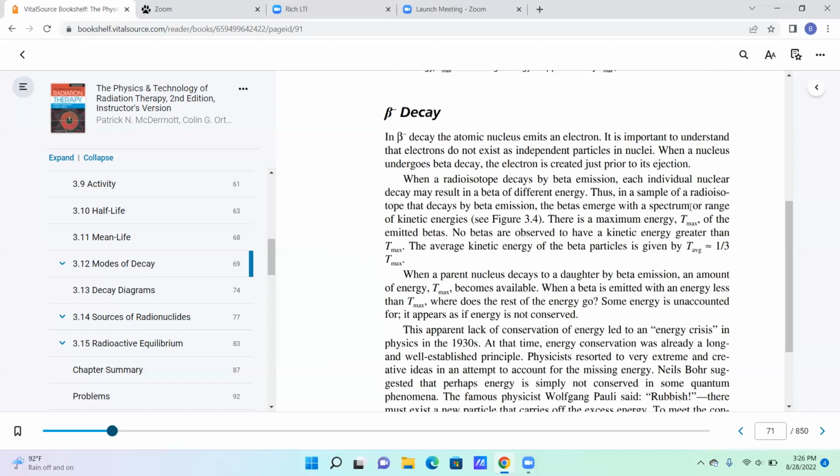When it decays by beta emission, each individual nuclear decay may result in a beta of a different energy. Thus, in a sample of a radioisotope that decays by beta emission, the betas emerge with a spectrum or range of energies. There is a maximum energy Tmax of the emitted betas. No betas are observed to have a kinetic energy greater than Tmax. And the average kinetic energy of the beta particles is given by 1/3 Tmax.